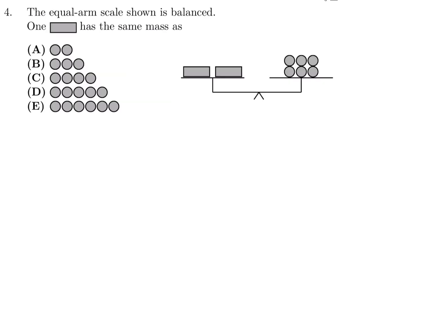The equal arm scale shown is balanced. One rectangle has the same mass as. As you can clearly see, 2 rectangles are equal to 6 circles. So if you divide both sides by 2, you get 1 rectangle is equal to 3 circles. And of the answer choices, the one that shows 3 circles is here, B, for number 4.